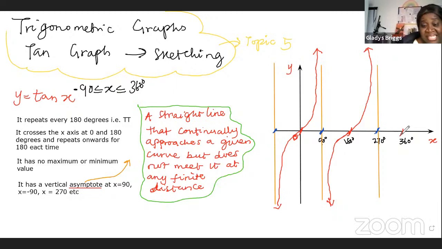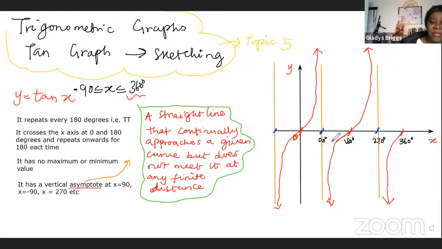At 360, we should have another one going up, but our graph ends at 360. So this is where we're going to end it, down here. If you draw the next one, you have gone beyond your limits. You can draw it, but it did not ask you to draw it. There's going to be another asymptote after 360. So that's your tan graph.